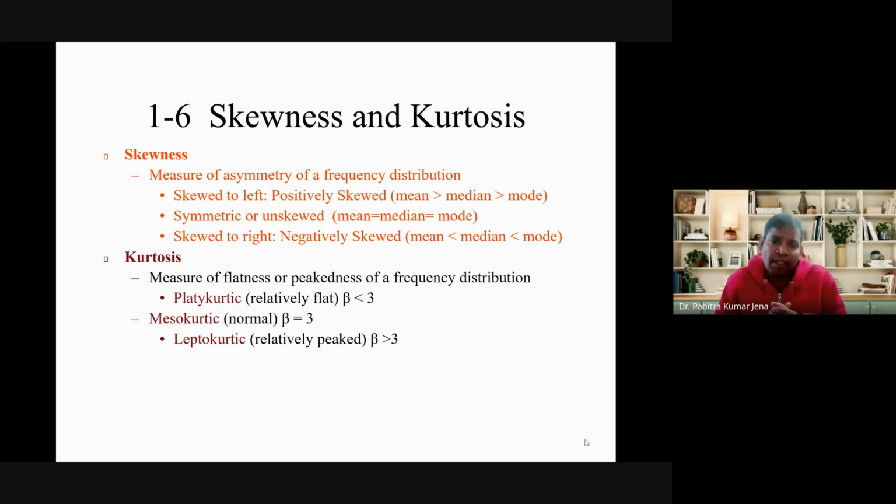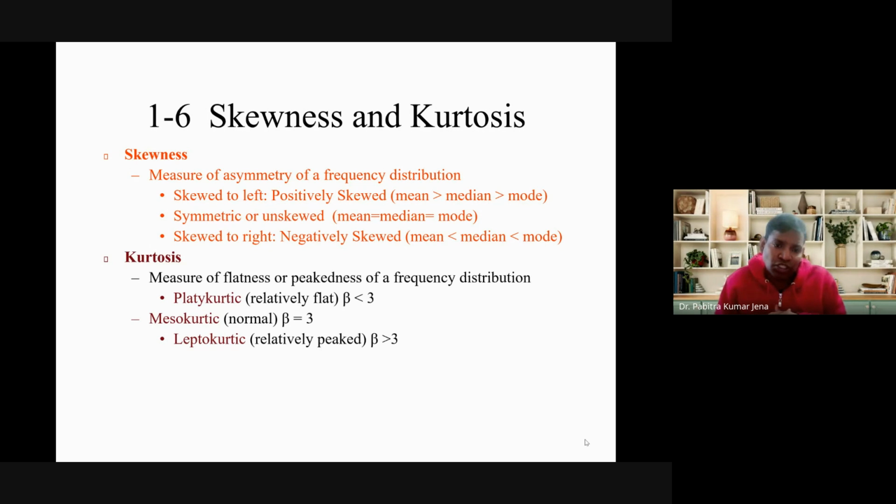If it's skewed to the right, that is known as positively skewed, where the mean is greater than the median, and the median is greater than the mode. In reverse, when it's negatively skewed, it is skewed to the left. That means the mode is greater than the median, and the median is greater than the mean. So it is the reverse of the positively skewed.